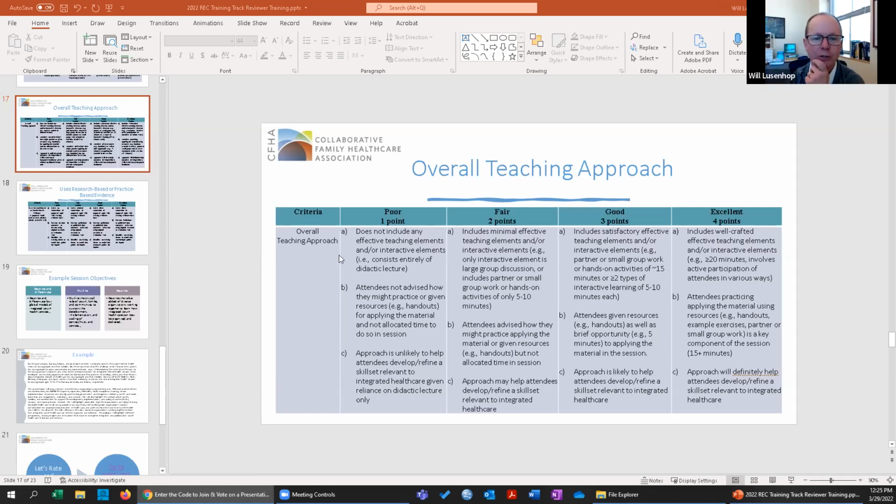And so here, the overall teaching approach does not include effective teaching elements. Attendees are not advised how they might practice or given resources. The approach is unlikely to leave somebody with a refined skill set, or to develop or refine a skill set. And then again, as you go across, the scoring gets a little bit more stringent: minimally effective, satisfactory, includes satisfactory effective teaching elements. And again, you might say you're not an expert in conference pedagogy, but I think we all get a sense of what works and doesn't work.